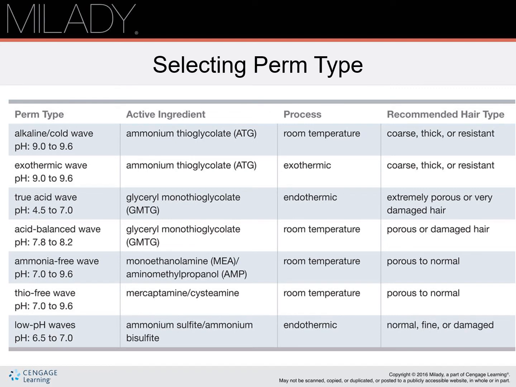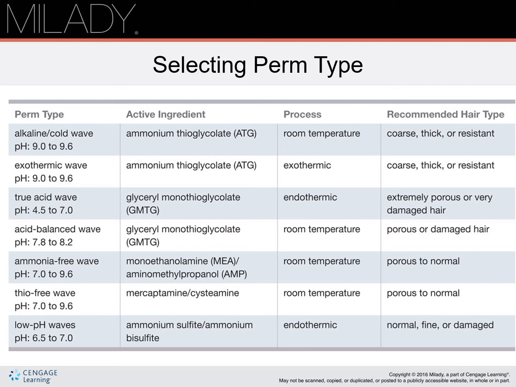Okay, so I've just given you all that information, and you're probably like, well, what do I do with it? So you're still going to have to take your client's scalp and hair analysis and what they're looking for and select a perm type for them. And this is also in your book, table 20-1 in your chapter 20.